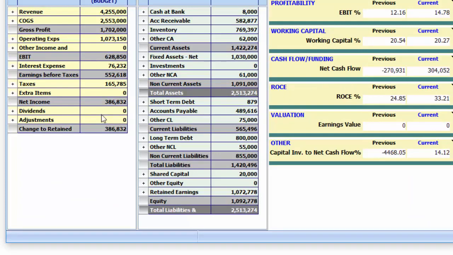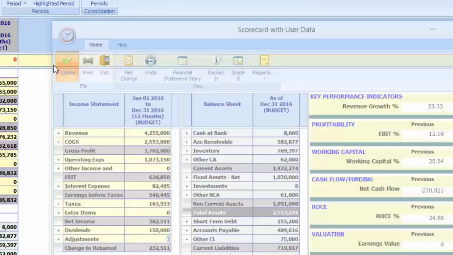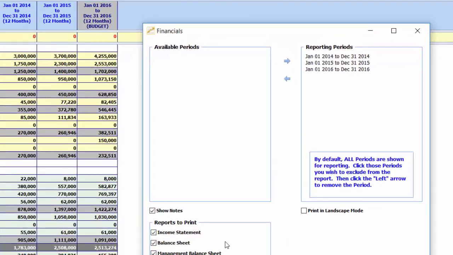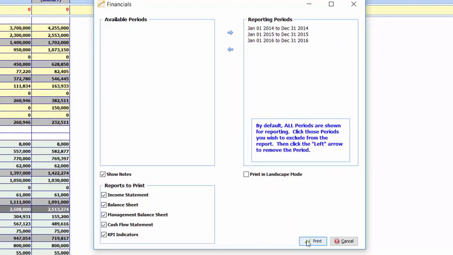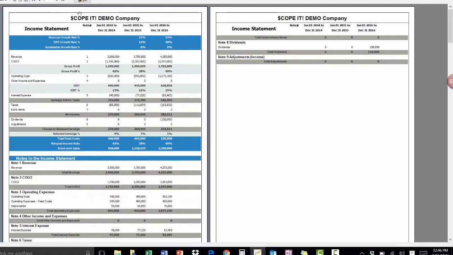Inputting a $150,000 distribution shows that from a cash position, this is very doable. We update our scorecard. The key reports we need are instantly available. Our income statement, our balance sheet, our cash flow, our key performance indicators are all done for us. By exporting this to Excel, we can do any further work if required.